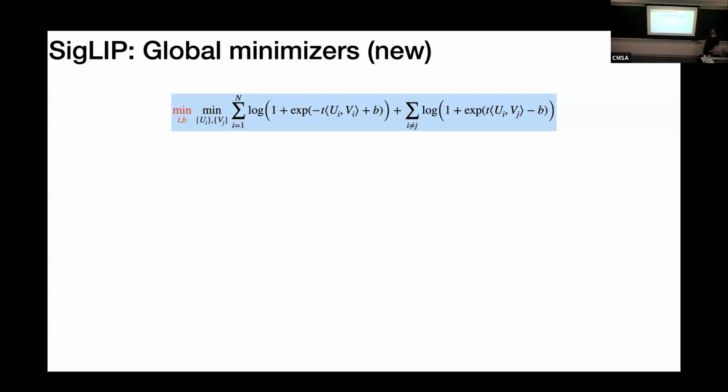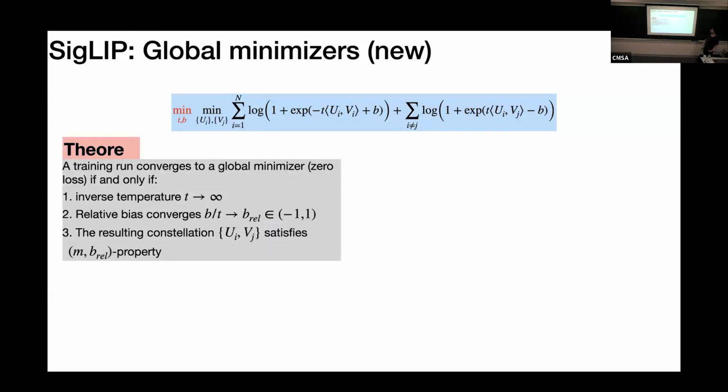So then finally, here's some results. Here's maybe a first result. Given that we're suddenly very interested in global minimizers, zero loss configurations, a training run converges to a global minimizer if and only if a bunch of things happen. First off, the inverse temperature goes to infinity. That one's maybe obvious, because at any finite temperature, you're just going to have some finite thing there. The relative bias converges. What that means is that B scales with T in a way that B over T converges to a constant.